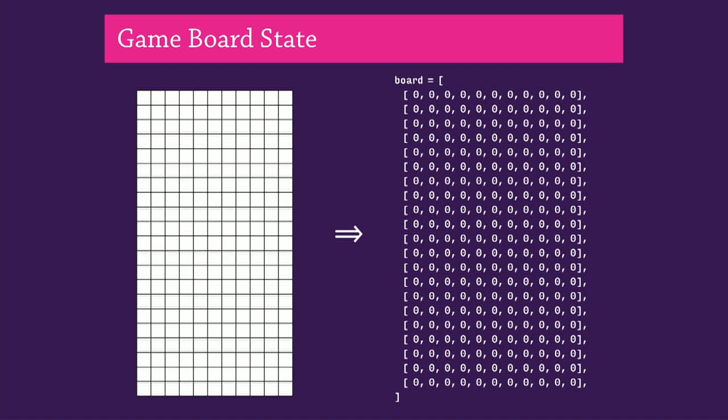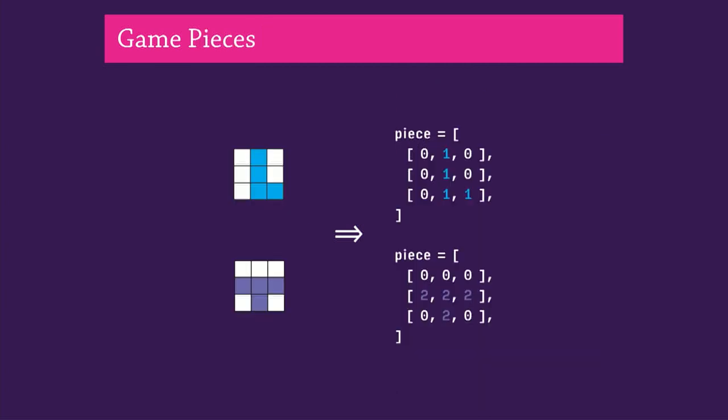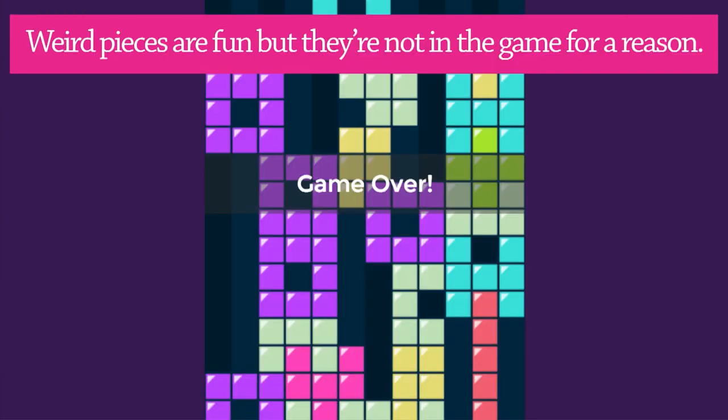We have the game board where the whole game is played. So this is going to be a two-dimensional matrix, which is an array where every item is an array containing numbers for each of the cells in the game. And I'm also going to model the various pieces as 2D arrays with numbers for each different color. And of course, the first thing I did is try making some really crazy shapes, but I soon realized that there is a reason that those are not in any original games.